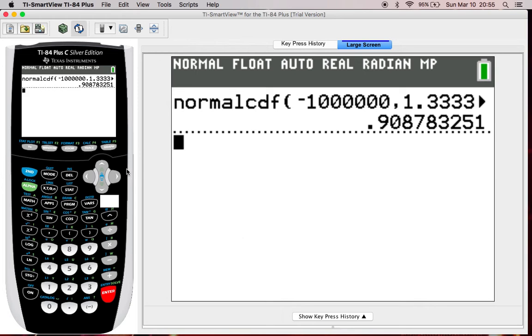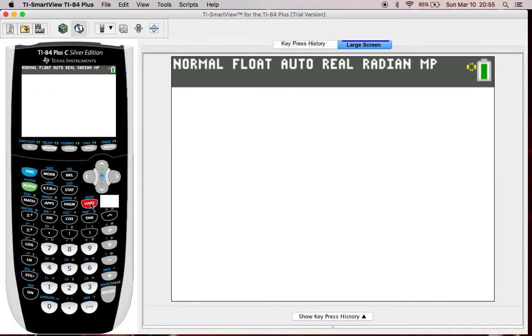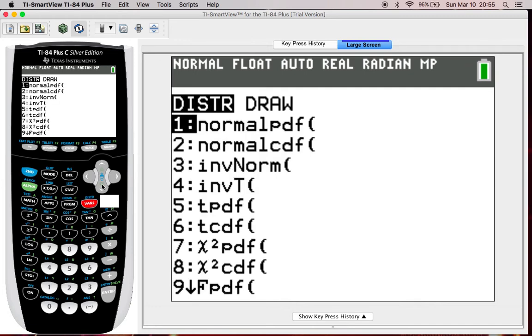So now the second example, we wanted to find an IQ score above 90. So I'm going to go into my distribution list again, second vars. I'm going to come down to number 2 and hit enter.